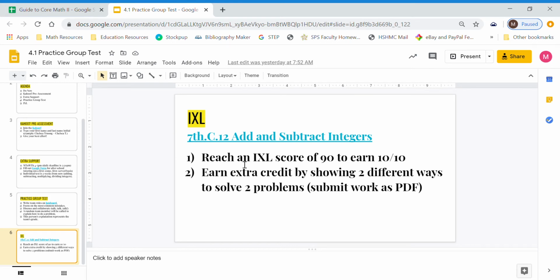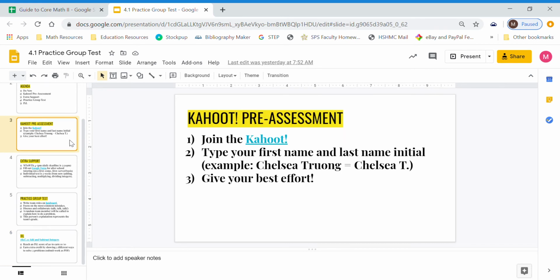As always, reach an IXL score of 90 to earn 10 out of 10, and you can earn extra credit by showing 2 different ways to solve the 2 problems. Make sure you submit your work as a PDF.